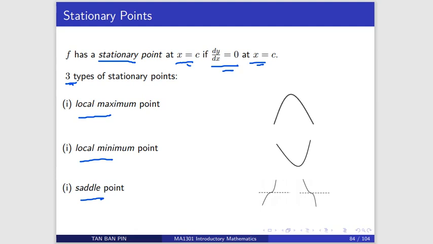Local maximum will look like this. That means the gradient here is 0. You draw a tangent line at the maximum point, dy/dx is 0. And then for a minimum point, if you draw a tangent line here, dy/dx is 0. And then for a saddle point, you draw a tangent line, the gradient is 0. So although the gradient is 0, you don't have a turning point, you don't have a maximum point or minimum point. So a saddle point is just a point with dy/dx 0, but it's not a maximum, it's not a minimum.